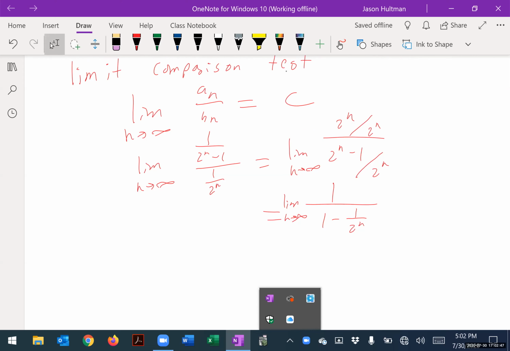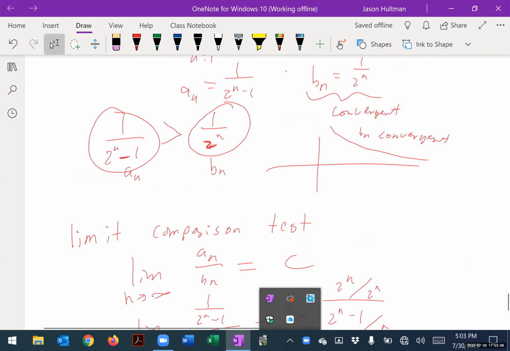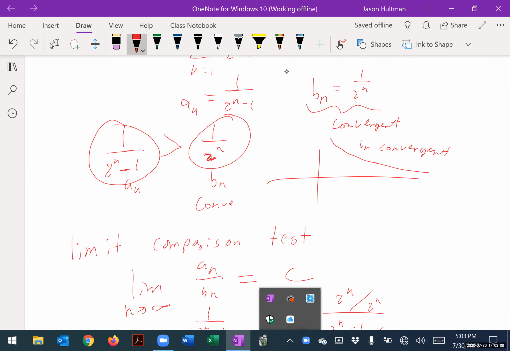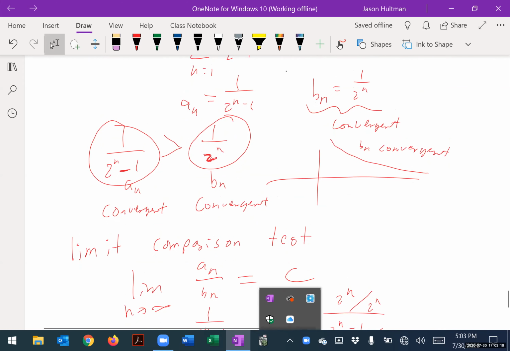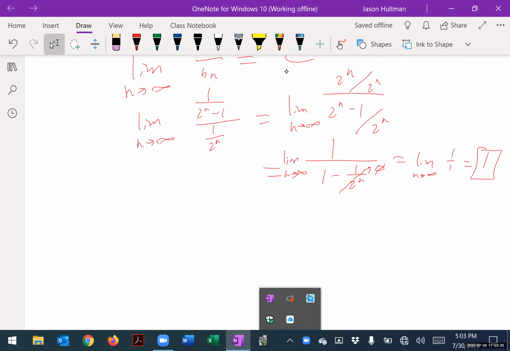Nice. And then this thing goes to 0 because 2 to the infinity is just infinity, and 1 over infinity is 0. And so this just becomes the limit as n goes to infinity of 1 over 1, which is 1. And that's a constant. So what does that tell me? That tells me that since b sub n is convergent, a sub n is also convergent. Nice. So we didn't need the basic comparison test. It didn't work anyway. And so we went to the limit comparison test, and we got this to be a constant.